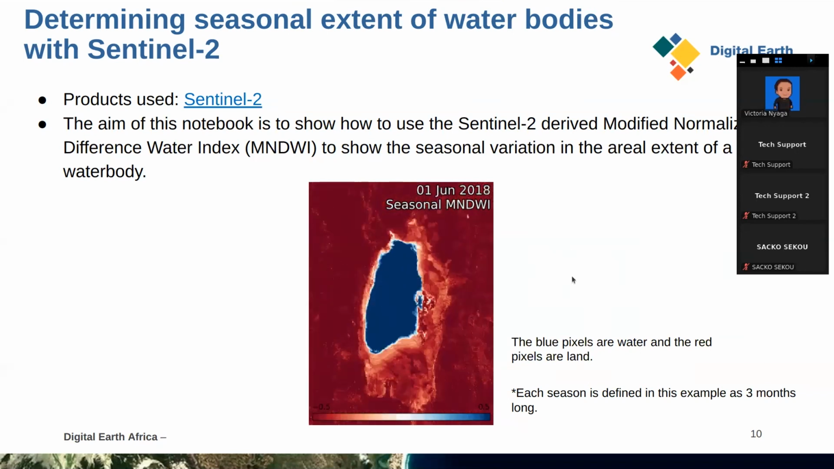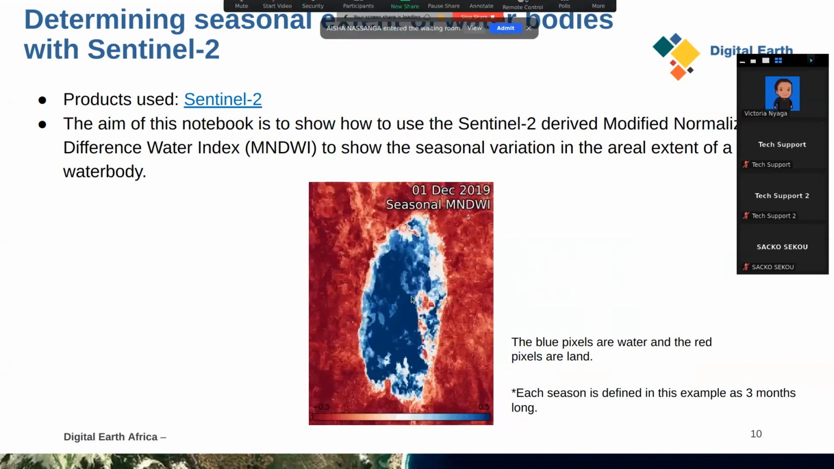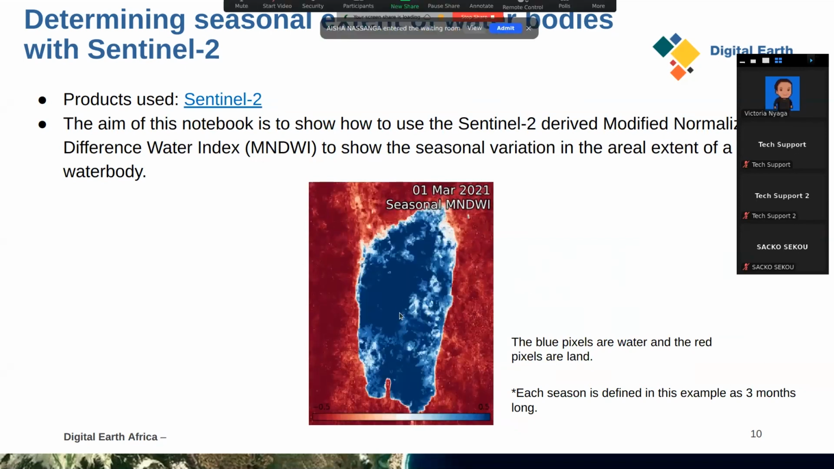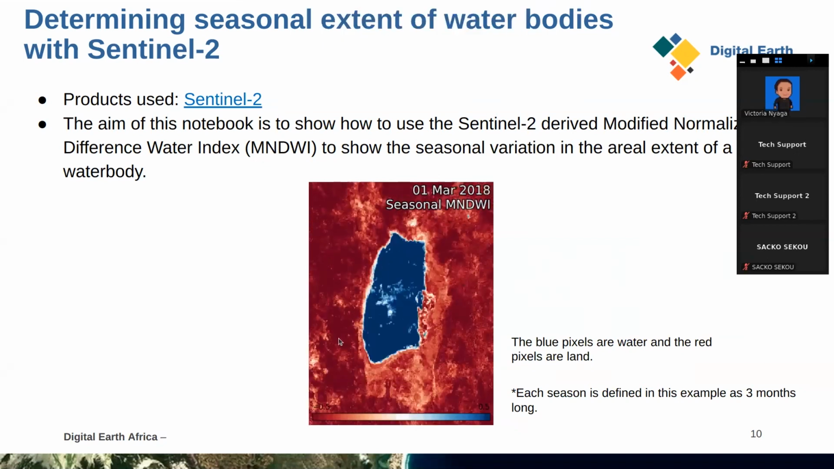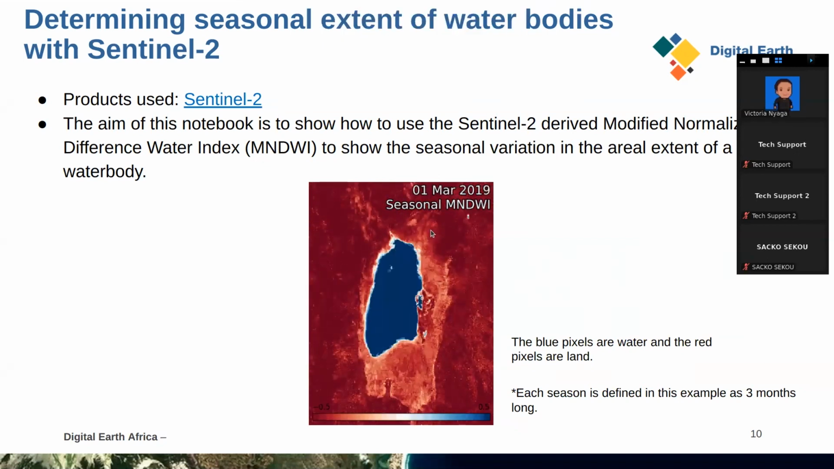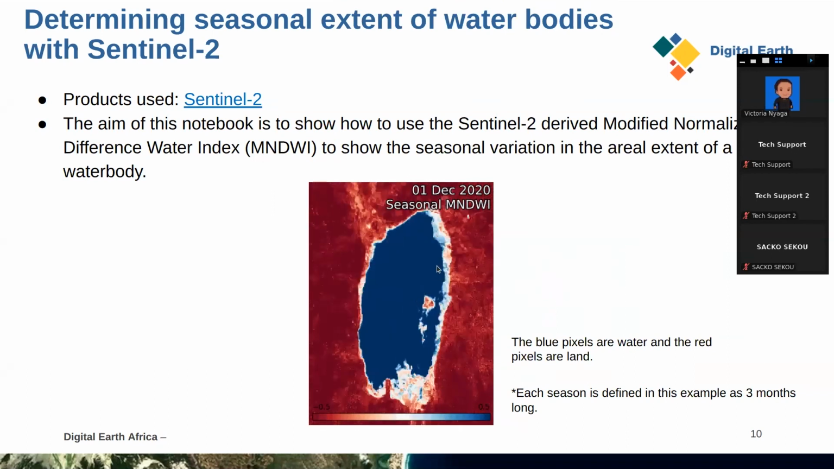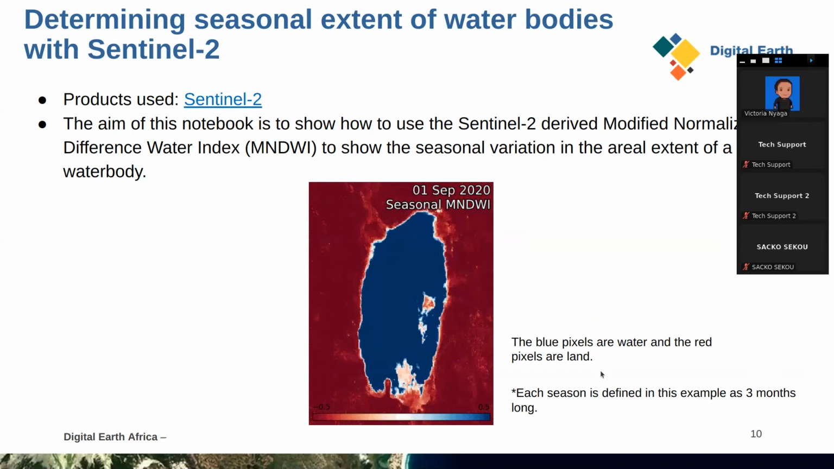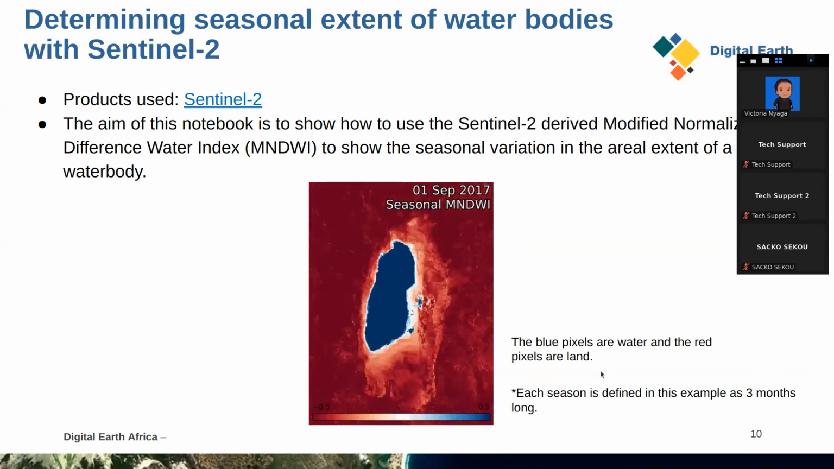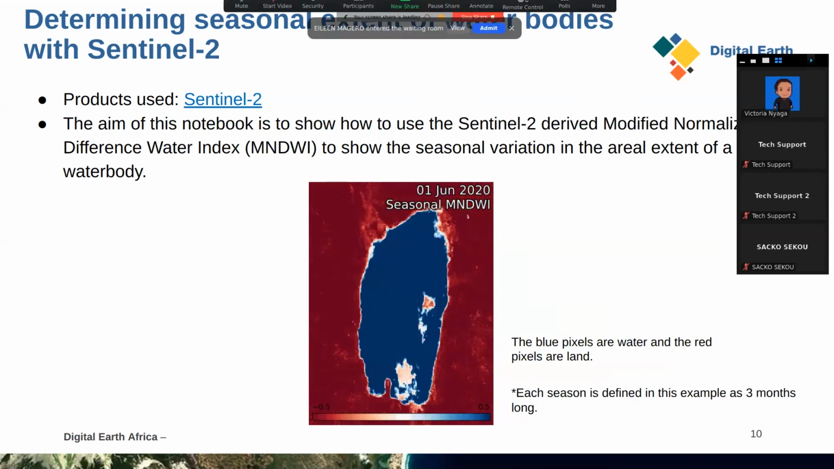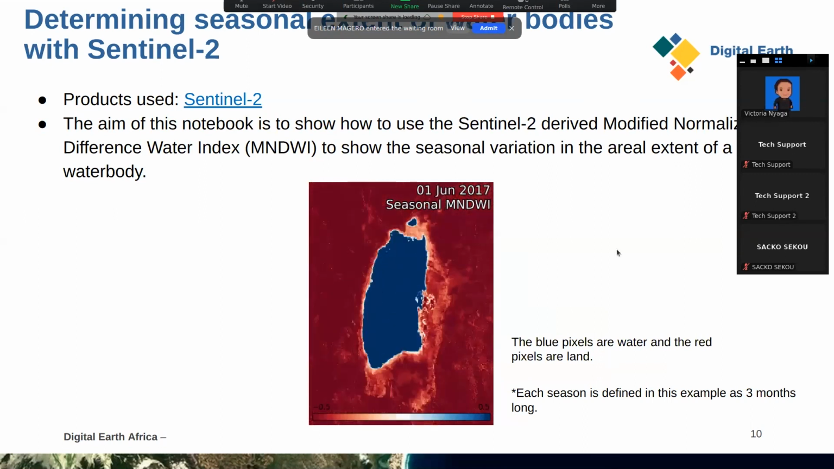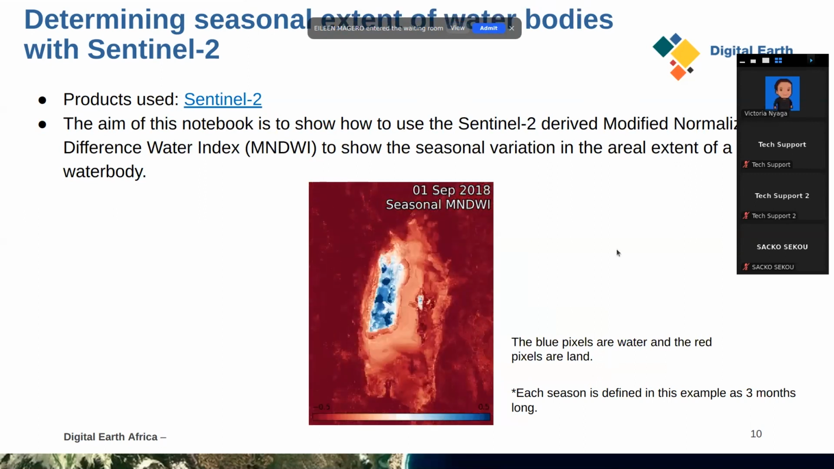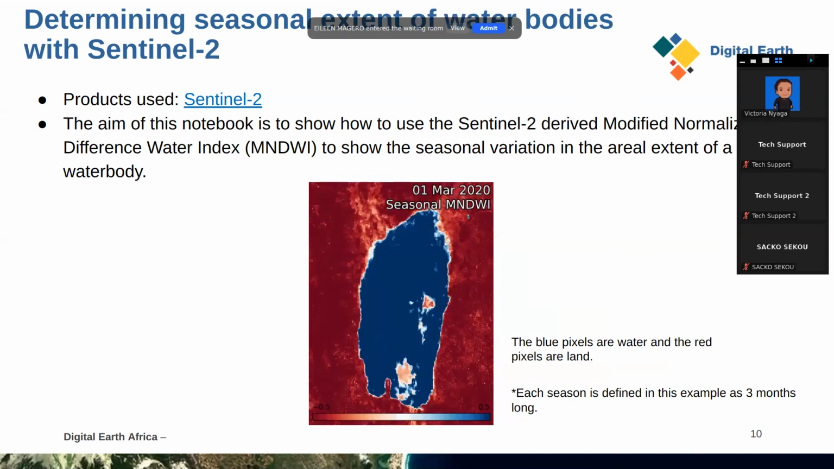on screen, using the MNDWI, the dark blue pixels are what are likely to be water, and the dark red pixels are what is likely to be land. And you can see the areal extent of the water body of interest changes over time. When running the notebook, please note that each season in the default example is defined as 3 months long, but there are options of changing this to 1 month or even larger, depending on what you want your season defined as.